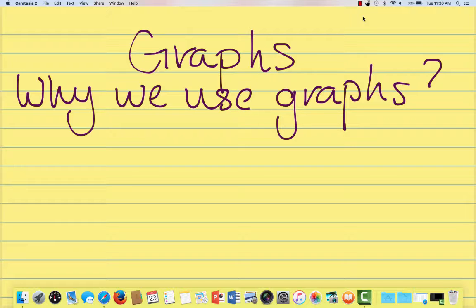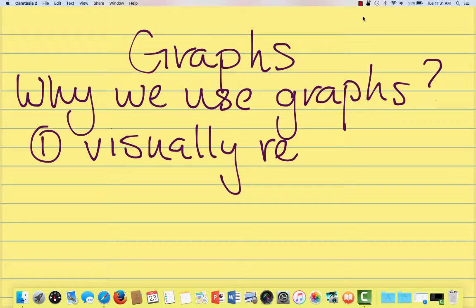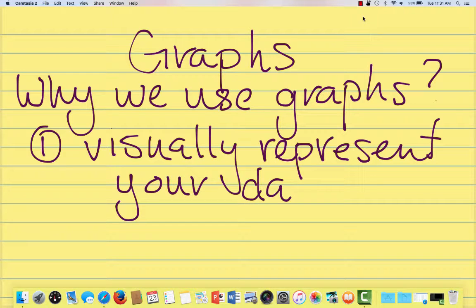So a lot of professions use a lot of data in order to justify whatever it is that you want to buy, what you want to do, the path you want to take. A lot of things will require you to be able to analyze graphs. So one of the first reasons why we like graphs is because it's visual. A lot of people are very visual learners. The use of graphs will allow you to visually represent your data, and it allows you to do the other two things.